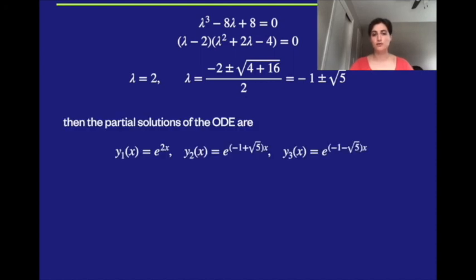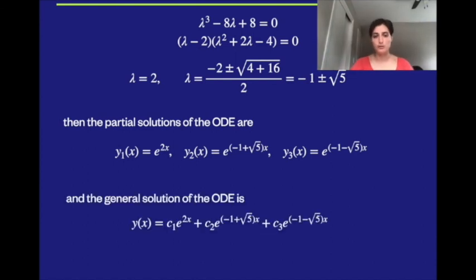Then the partial solutions of the ODE are, well, exponential of 2x, exponential of minus 1 plus square root of 5, all of it multiplied by x, and exponential of minus 1 minus square root of 5, all of it multiplied by x. And we can just write the general solution of the ODE as the sum of the partial solutions, each multiplied by their own constant.